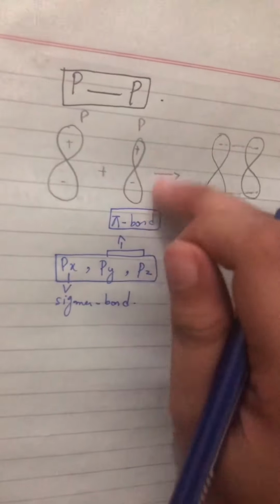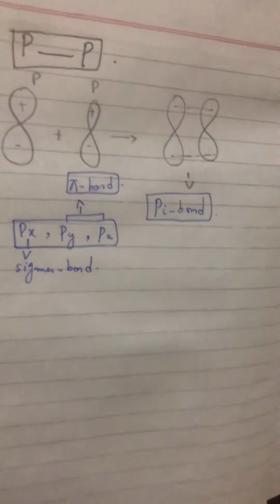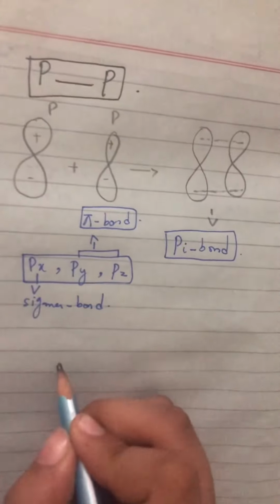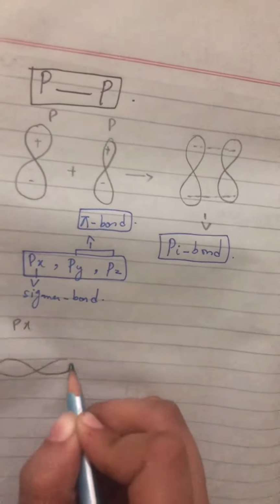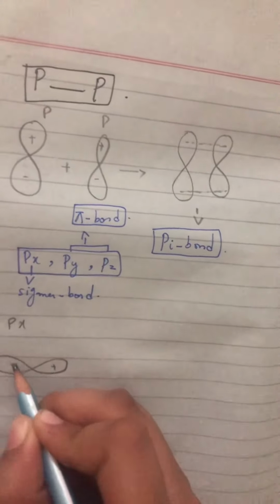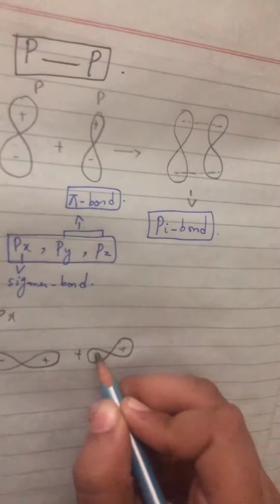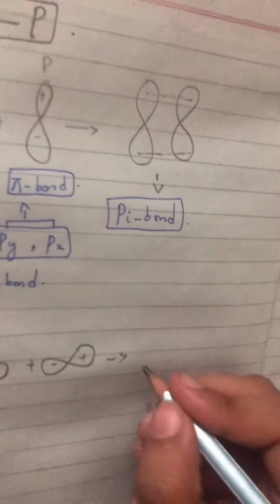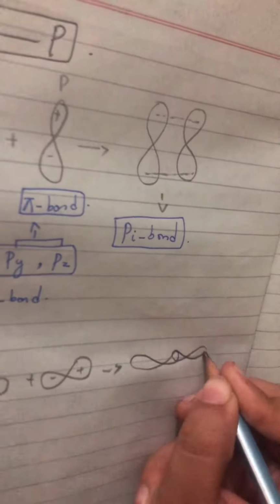Here you can see this is a y-axis, this is lateral and this is parallel. So this was a pi bond. Now if we talk about this, PX will always be like this because it's on the x-axis. When they both get overlapped like this, this will be called a sigma bond.